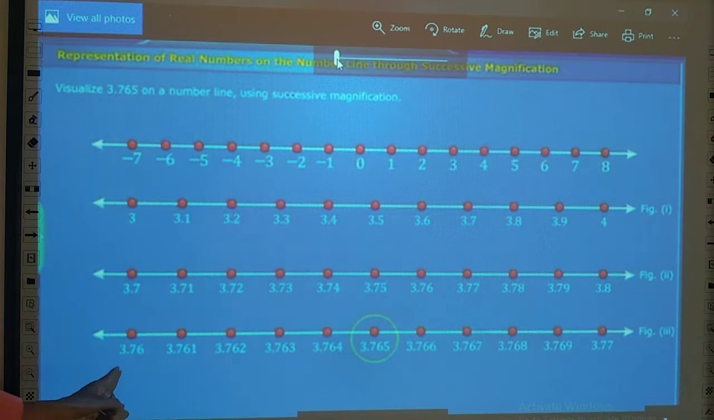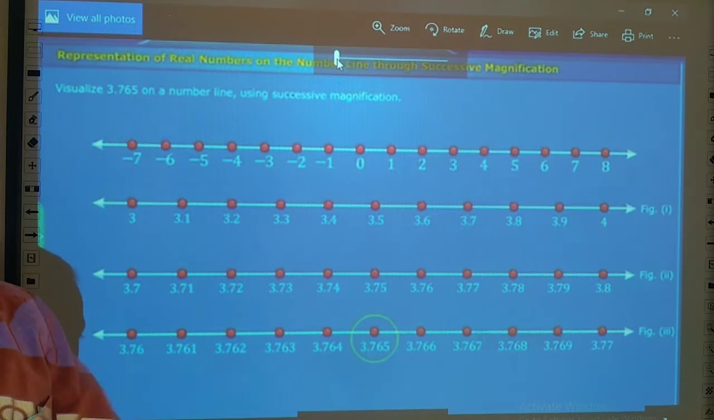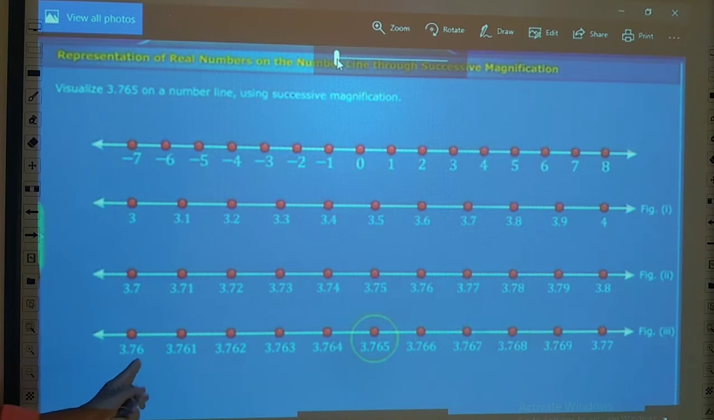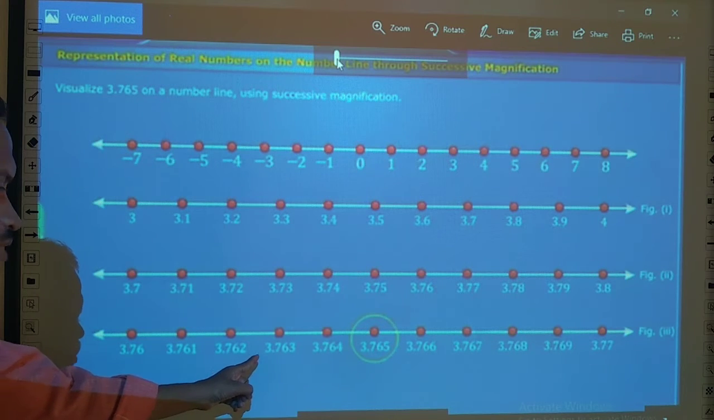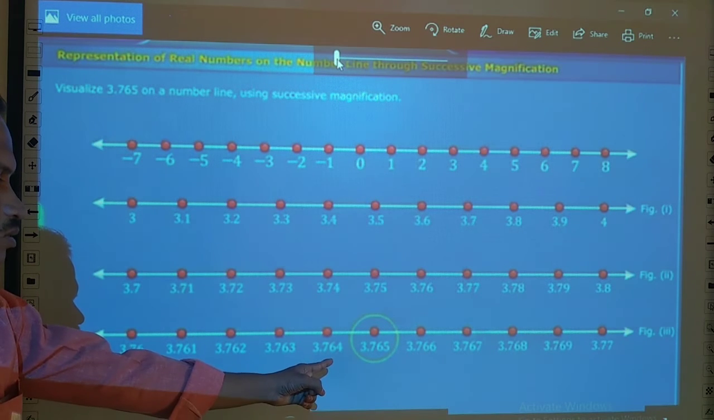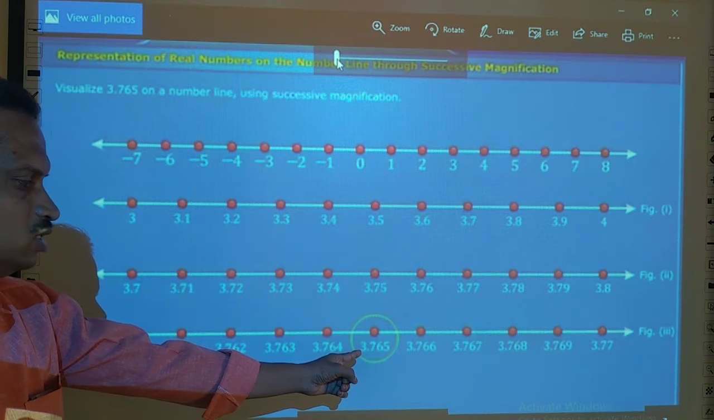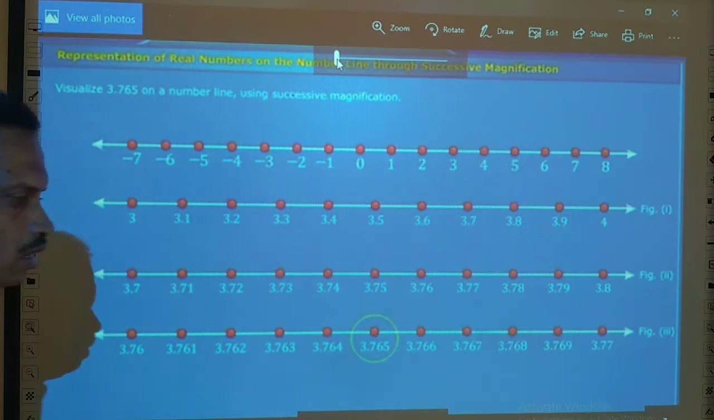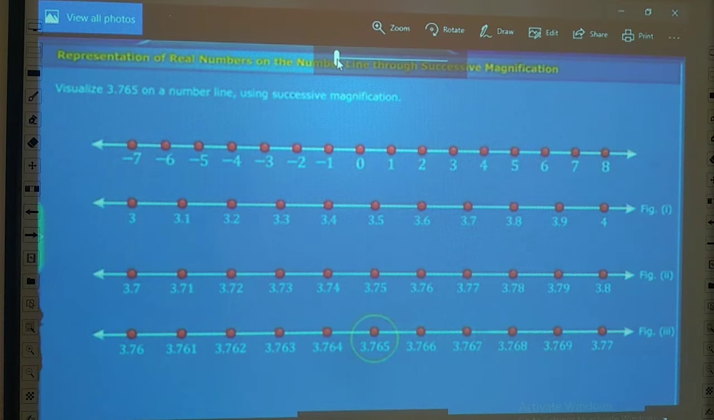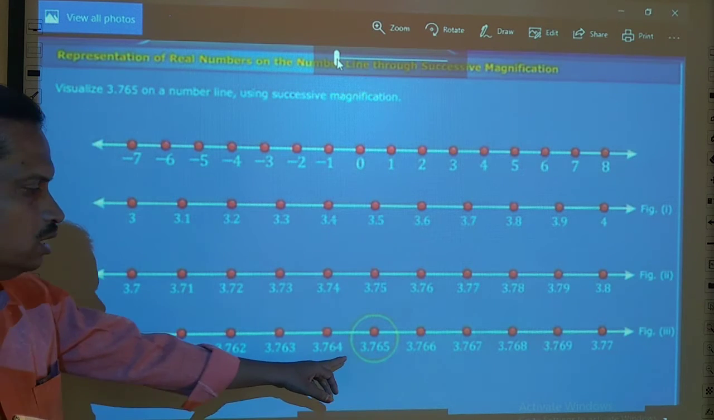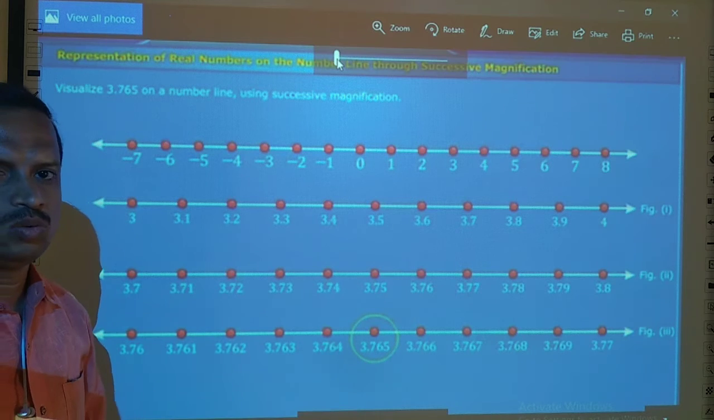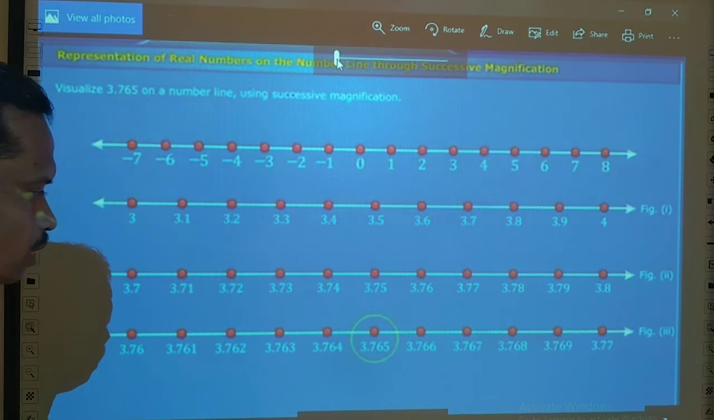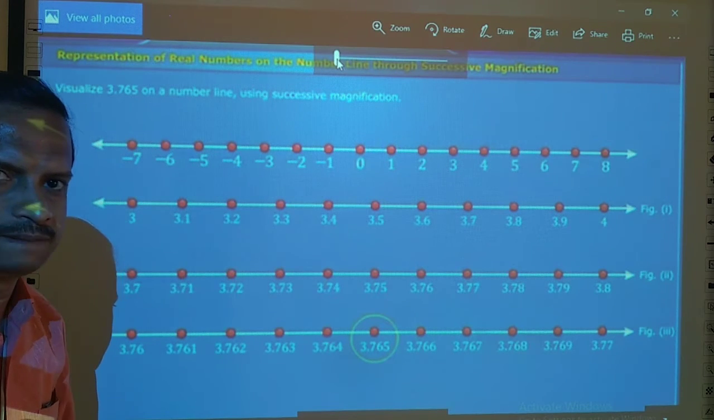And now again 3.76 we have to take on the left and 3.77 on the right, and between that 3.761, 3.762, 3.763, 3.764, 3.765, 3.766, 3.767 and so on, 3.77. And now you see here 3.765, which is the required number, and you got it. Clear, children?